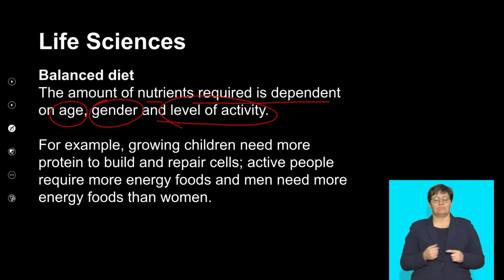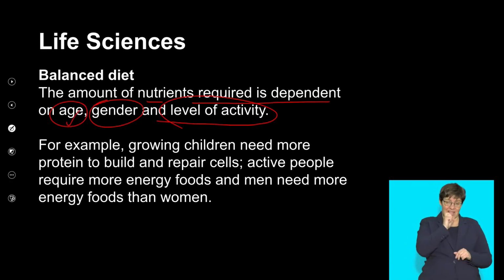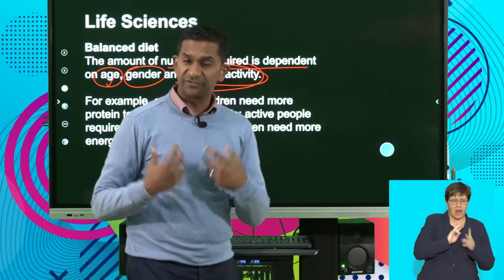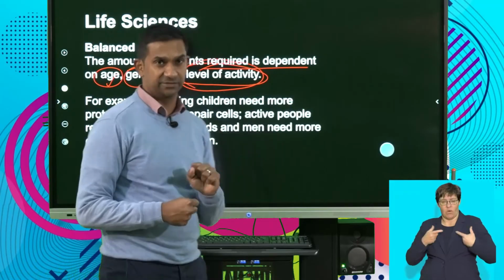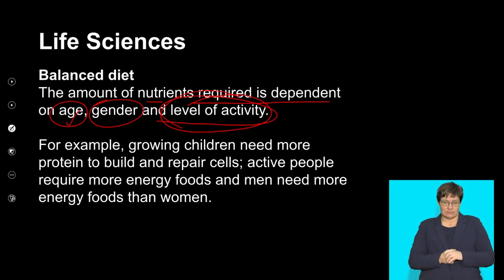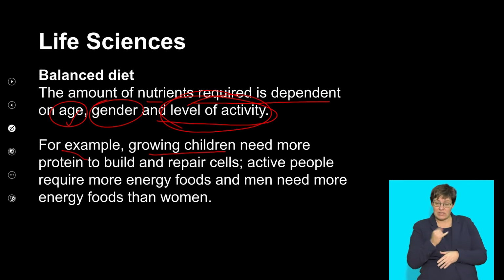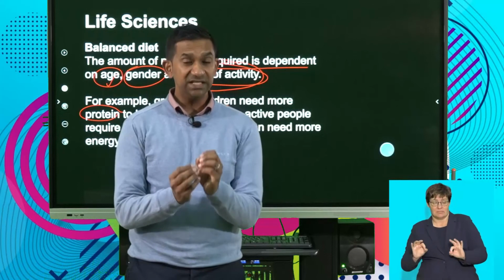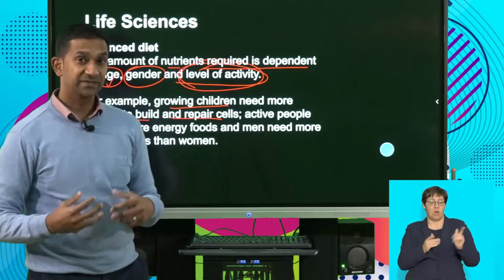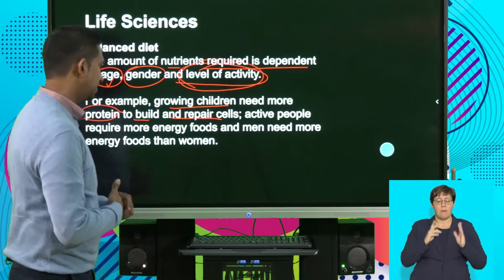So, depending on the age, we need to look at the balance of nutrients that are needed. We also need to look at the level of activity. If you are an active person, you need to provide yourself with the necessary fuels for the energy for being active. For example, growing children need more protein to build and repair cells. Children grow quickly, and organs, bone and muscle develop, so you need the proteins which contain the building blocks that help to repair and regenerate body tissue.